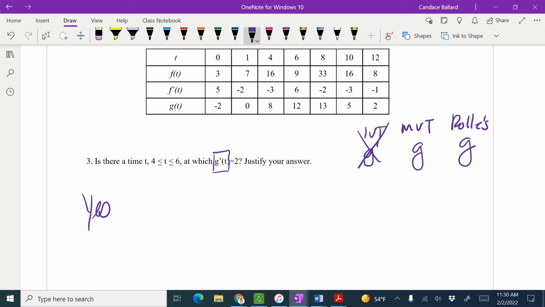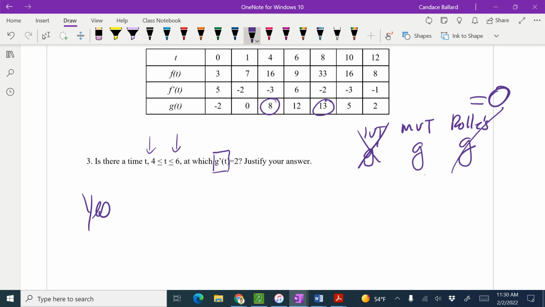The quick way to check Rolle's is to go check these endpoints and see if the numbers are the same, right? That kicks Rolle's out of it. So I'm going to look at G, and I'm going to look at these numbers. Are they the same? No, so Rolle's is out. It also doesn't say that it's equal to 0, right? It says it's got to be equal to 2, so it's not equal to 0. So that definitely confirms that it's MVT. Remember, mean value theorem is showing us that we have to prove that the slope equals this instantaneous rate of change. Okay, so IROC has to equal AROC.